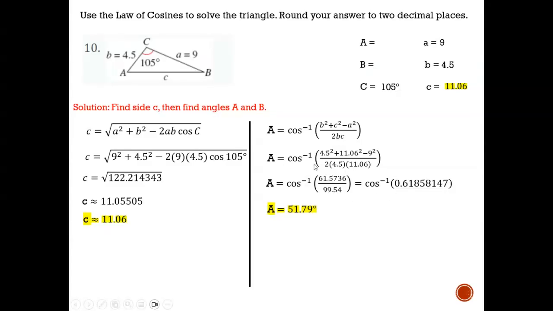So depending on your calculator, how you want to do it, just plug it all in or do it step at a time. Just be very careful, check your work. So A should be 51.79.